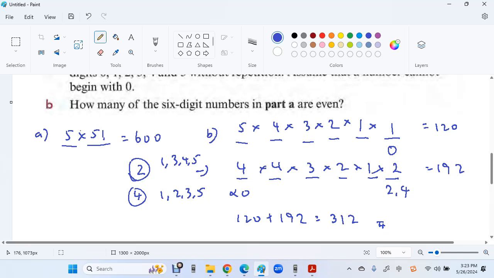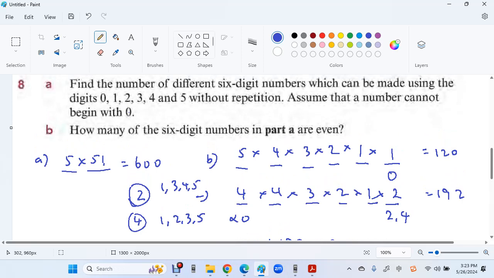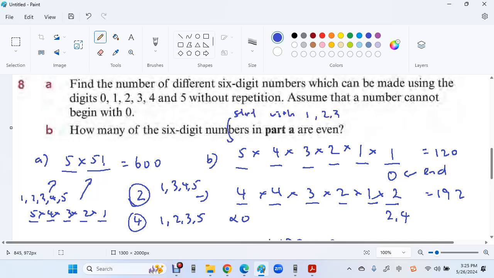So for A here, it is a 6-digit number, cannot begin with 0. So it can begin with 1, 2, 3, 4, 5 out of these 5 numbers. Then over here we have 5 numbers left, so 5 possible, 3, 2, 1. Then this one is actually 5 factorial. For part B here, we end with 0 here, then we can start with 1, 2, 3, 4, 5. We have 5 possible. If we end with 2, then we can start with 1, 3, 4, 5. We end with 4, then we can start with 1, 2, 3, 5.